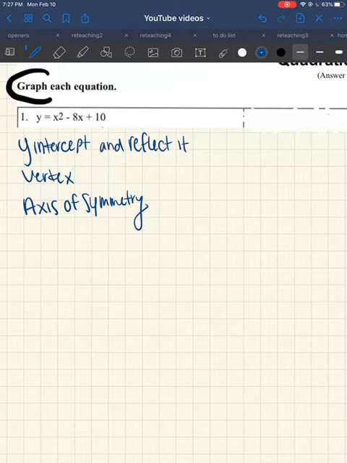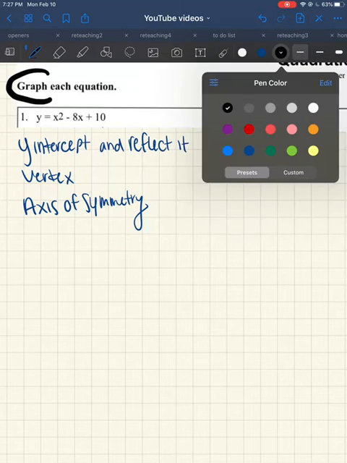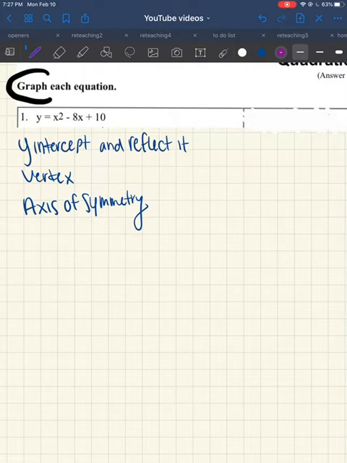Okay, so first things first, I want to decide whether my parabola is going to open up or open down. Taking a look at this, I see it's a positive x squared. So I know my parabola, I'm going to note that somewhere, parabola opens up. Okay?